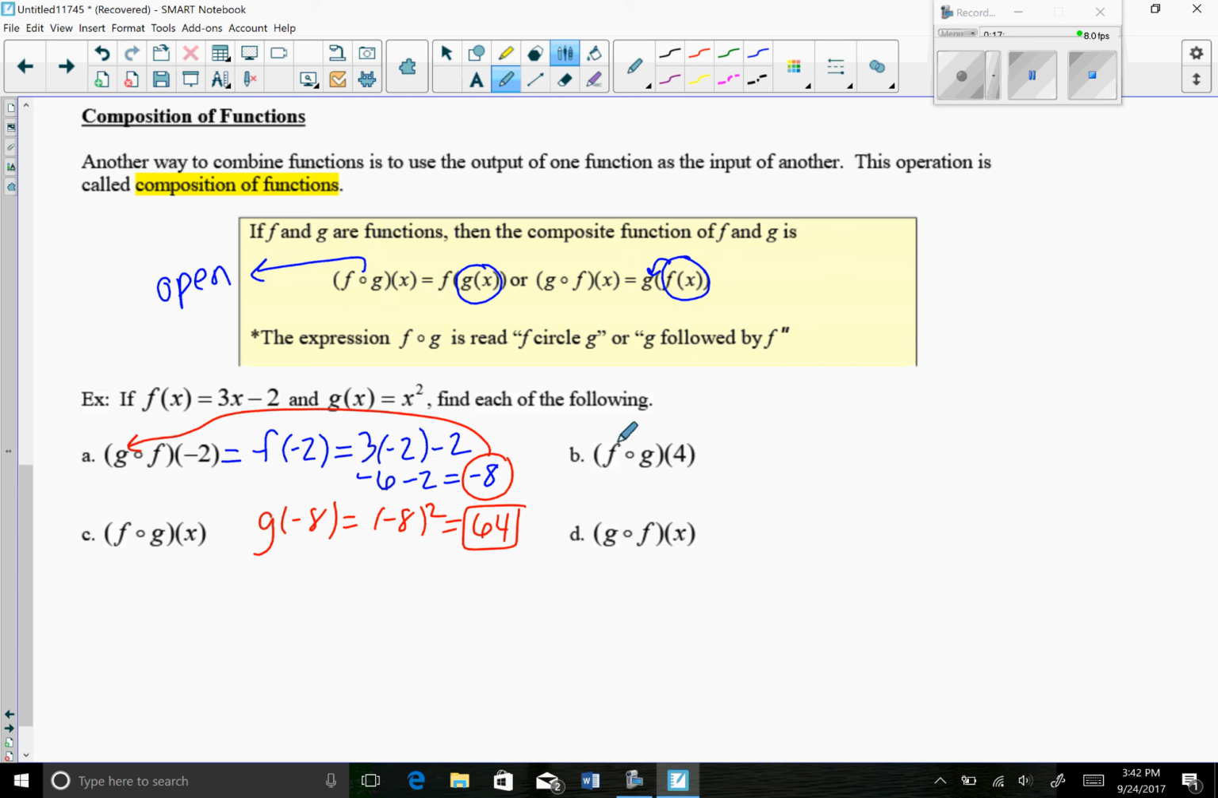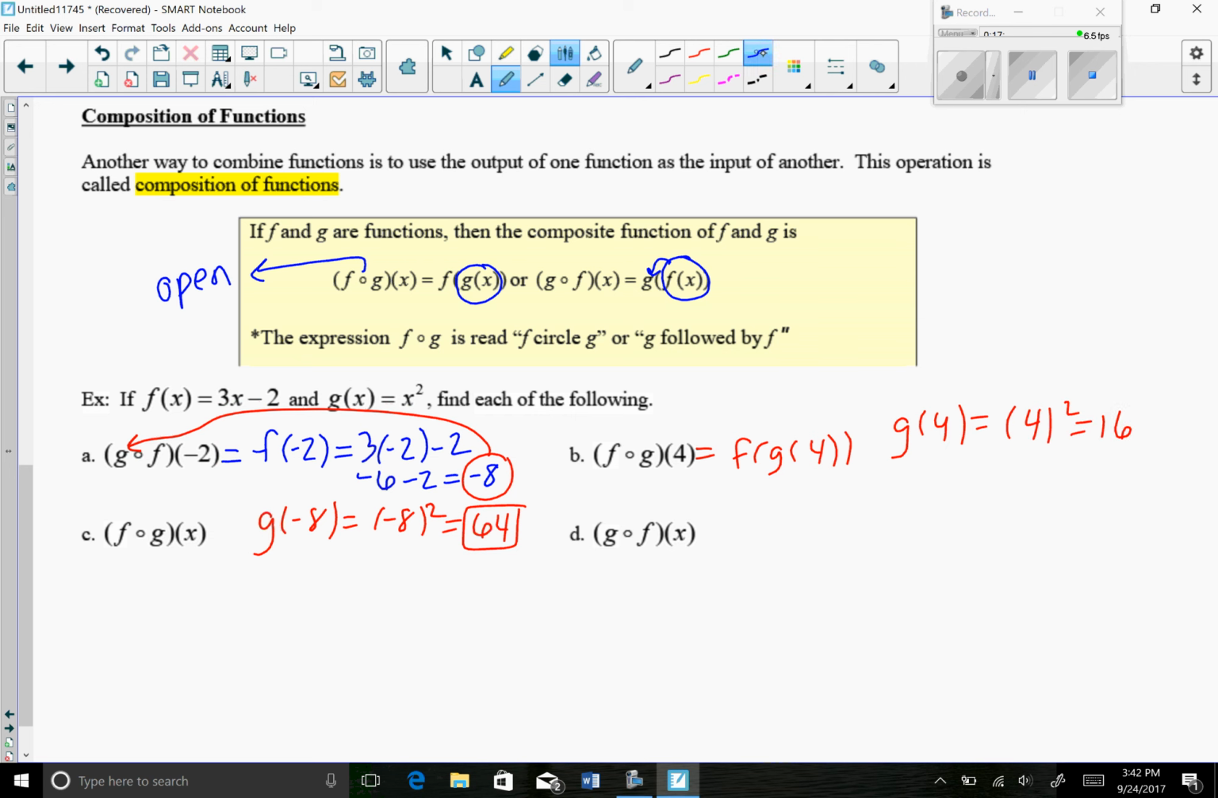So if we go to this next one, we have f of g of 4, or f followed by g of 4. And of course, we could also rewrite this as f parenthesis g parenthesis 4. So first, we want to evaluate the inside function, which is g of 4. So g of 4 is equal to, so I'm going to plug that 4 in for x. So I get 4 squared, which is 16.